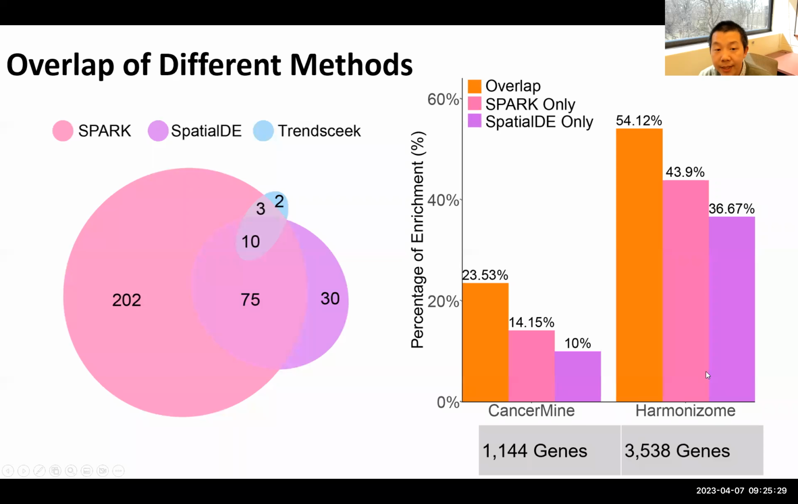In both cases, you can see that the overlapped set has a higher percentage. For example, when you overlap with Harmonizome, about half of the 75 genes are well-known, previously known cancer genes. For the genes uniquely detected by our method, it's still about 44% that overlap with the known cancer gene database, while for the genes detected by SpatialDE, it's slightly lower, about 37%. So it indicates that the genes uniquely detected by us still contain a quite substantial proportion of known signals.